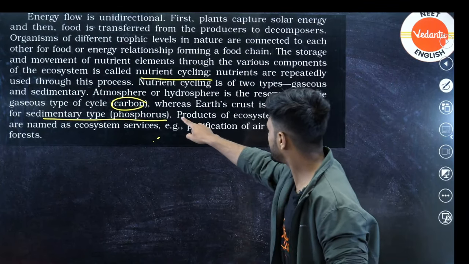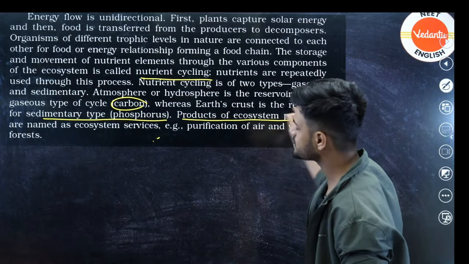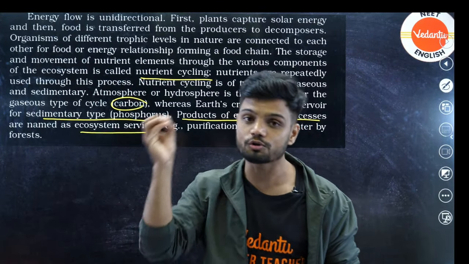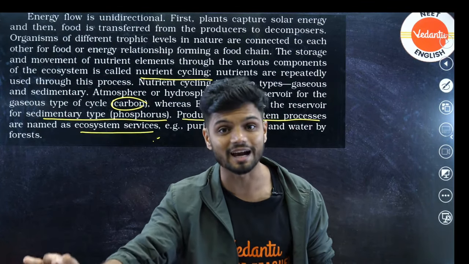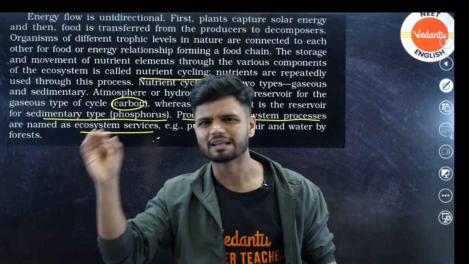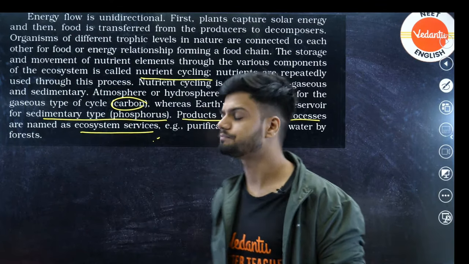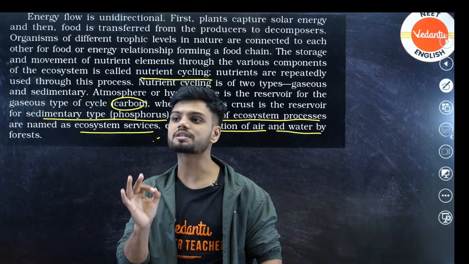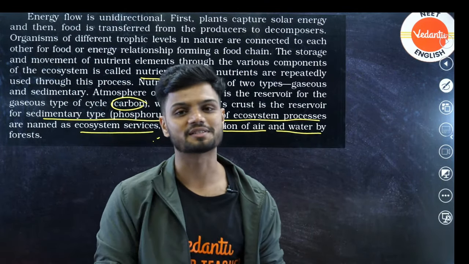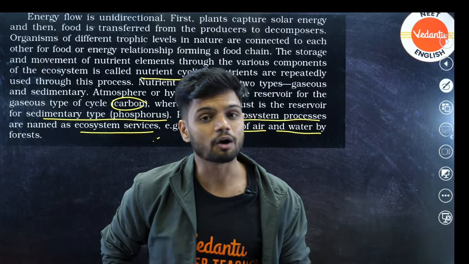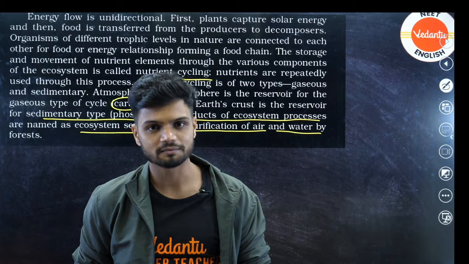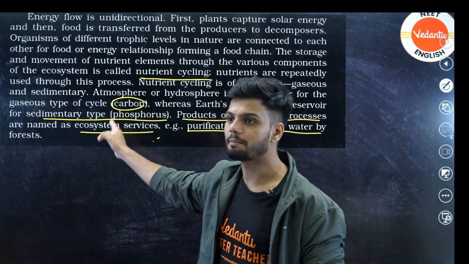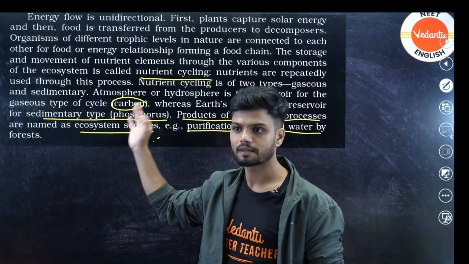Okay. The products of ecosystem processes are named ecosystem services. See, ecosystem services are also given here in the description of your new NCERT. That is why I'm telling you the importance of the summary. Example, purification of air and water by the forest. Those are ecosystem services. Now do you know the importance of your summary? Even though the topics may be removed, in the summary it is mentioned. Okay, done.